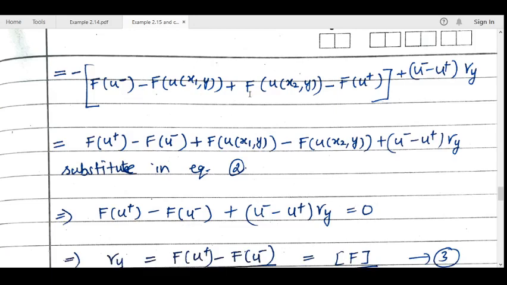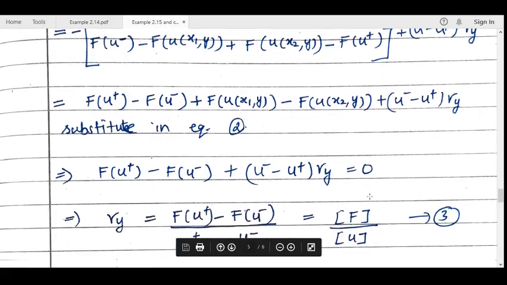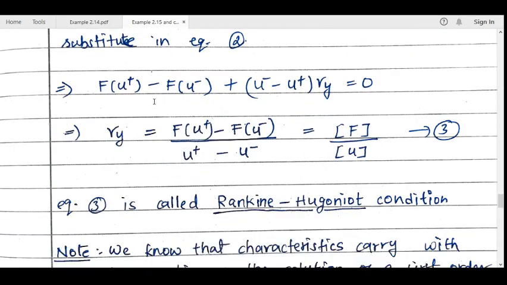So we have arranged the terms like this: f of u plus minus f of u minus plus f of u at x1, y minus f of u at x2, y plus u minus minus u plus into gamma y. Now substitute this in equation number 2. When you substitute in equation 2, we see that these two terms will get cancelled. So we have f of u plus minus f of u minus plus u minus minus u plus gamma of y equal to 0. Here we take these terms to the RHS and simplify.